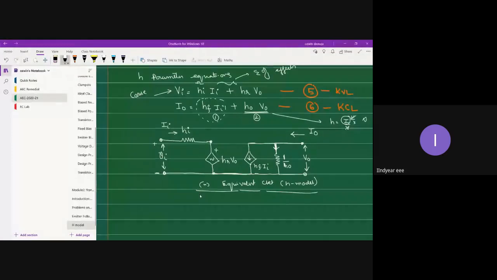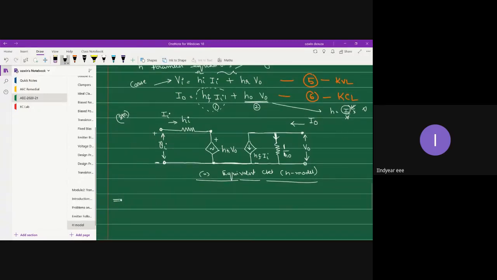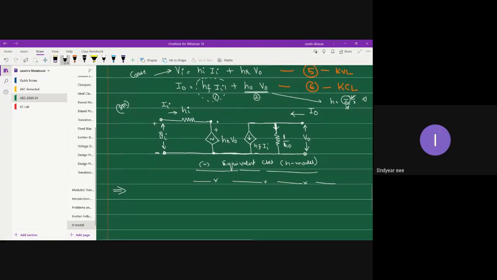So is it clear? Normally it will come for 8 marks. Now, the simplicity of the H model is that once these equations are known, then you can easily write the H models for common emitter configuration, common base configuration, as well as common collector configuration. Did you understand how to derive H parameters and how to construct the model? Yes, sir.